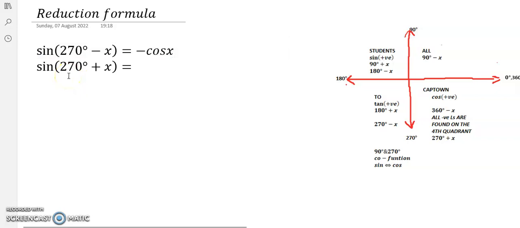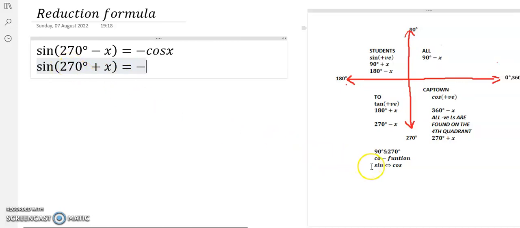270 degrees plus x is found on the fourth quadrant. On the fourth quadrant we got 270 degrees plus x. However, here sine is negative as well. Then we're gonna have negative. Remember guys, on 270 degrees we got the cofunction.